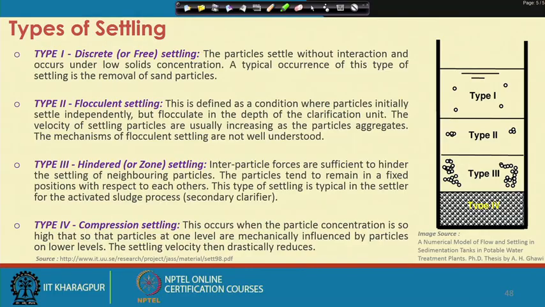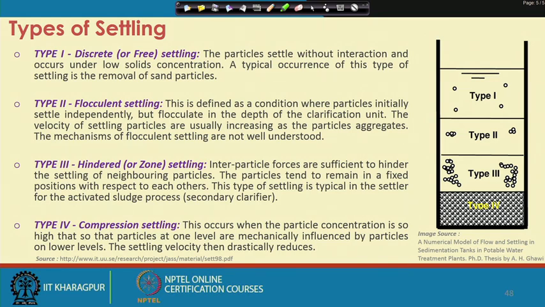Coming back to the sedimentation process, as we say, lightweight particles may move up, and the particles which have higher specific gravity than the water will settle down, and this is the concept that typically is used in the process of sedimentation. Now, if we see, there are 4 types of settling. Okay. There are 4 distinct types of settling.